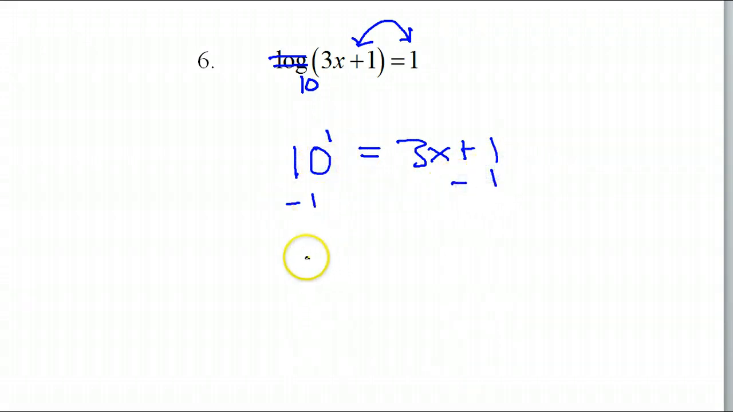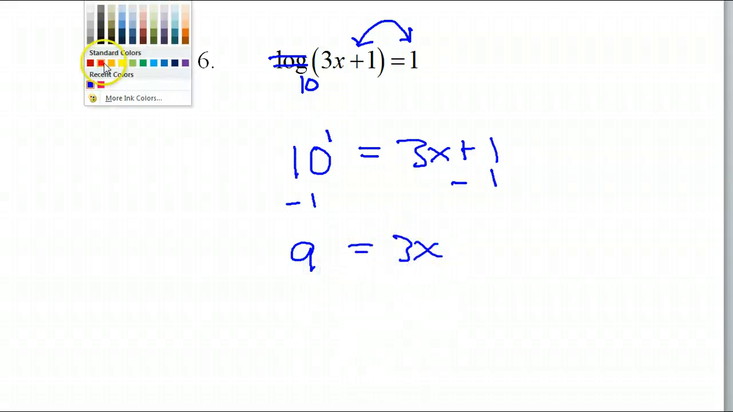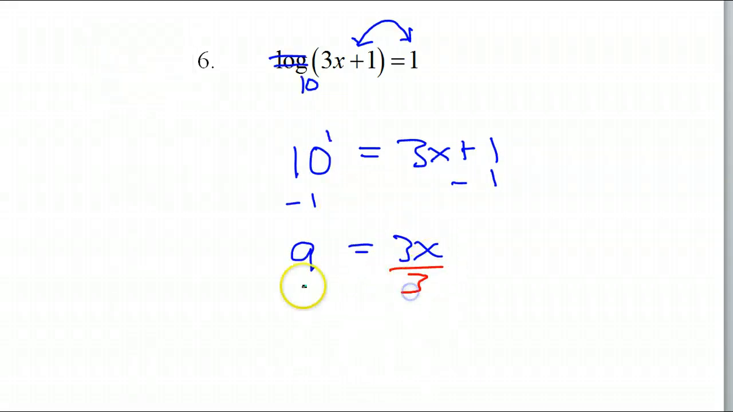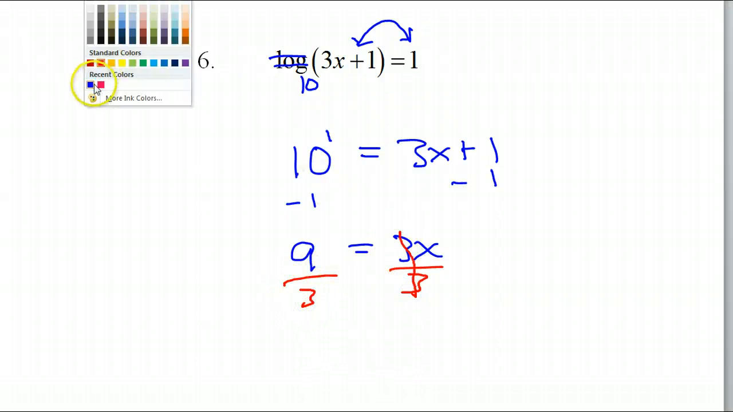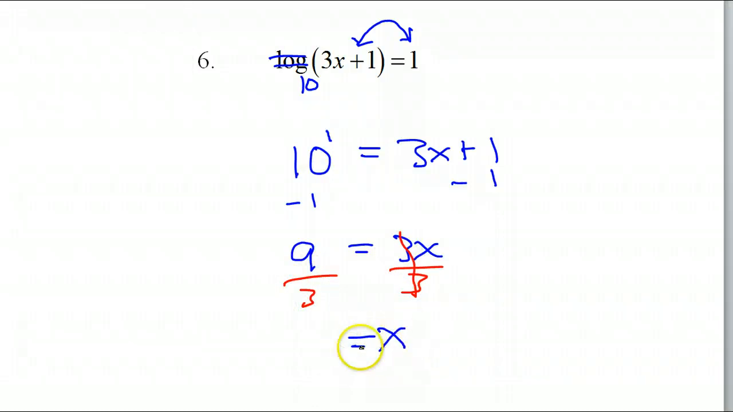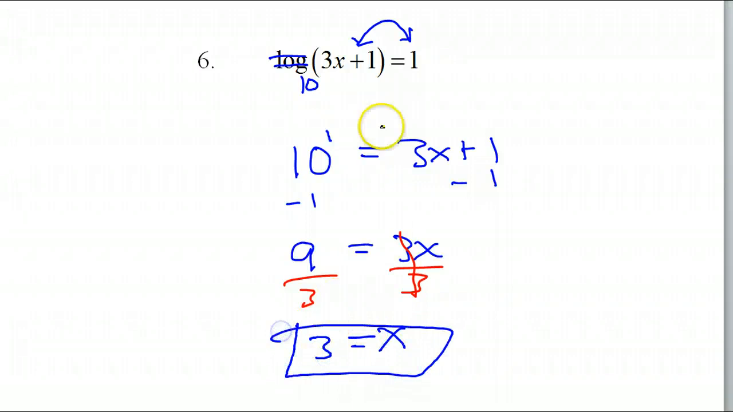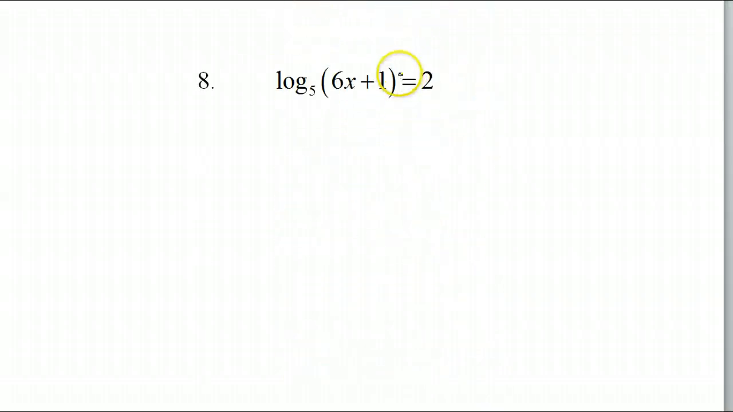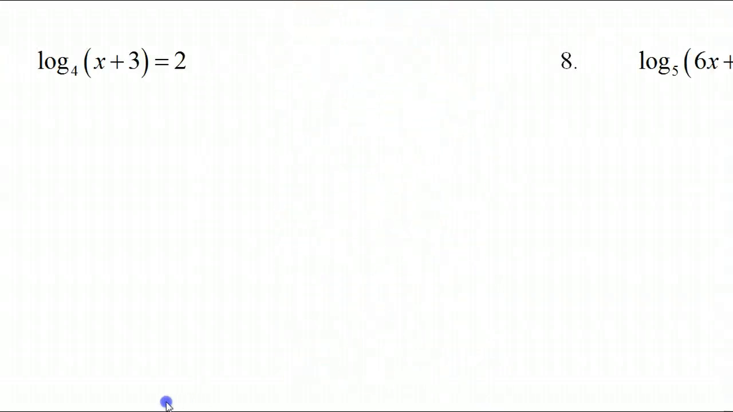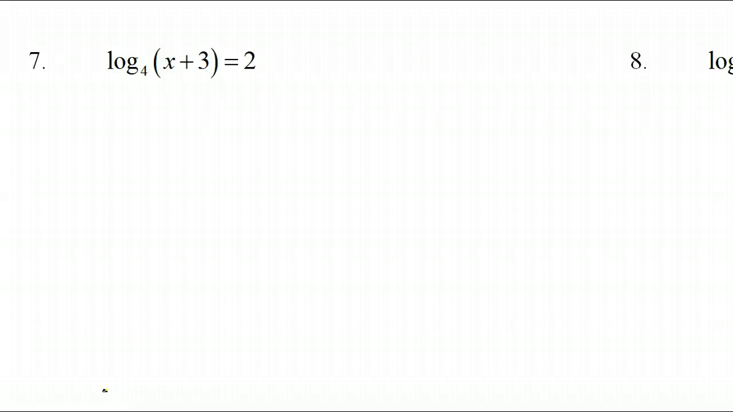Subtracting 1 from both sides, that'll give me 9 is equal to 3x. And then dividing by 3, it gives me x equals 3. Alright, if I plug it in, 3 times 3 is 9, plus 1 is 10, so that's okay. Can't be negative in there. Alright, number 7. Pencils down, please.